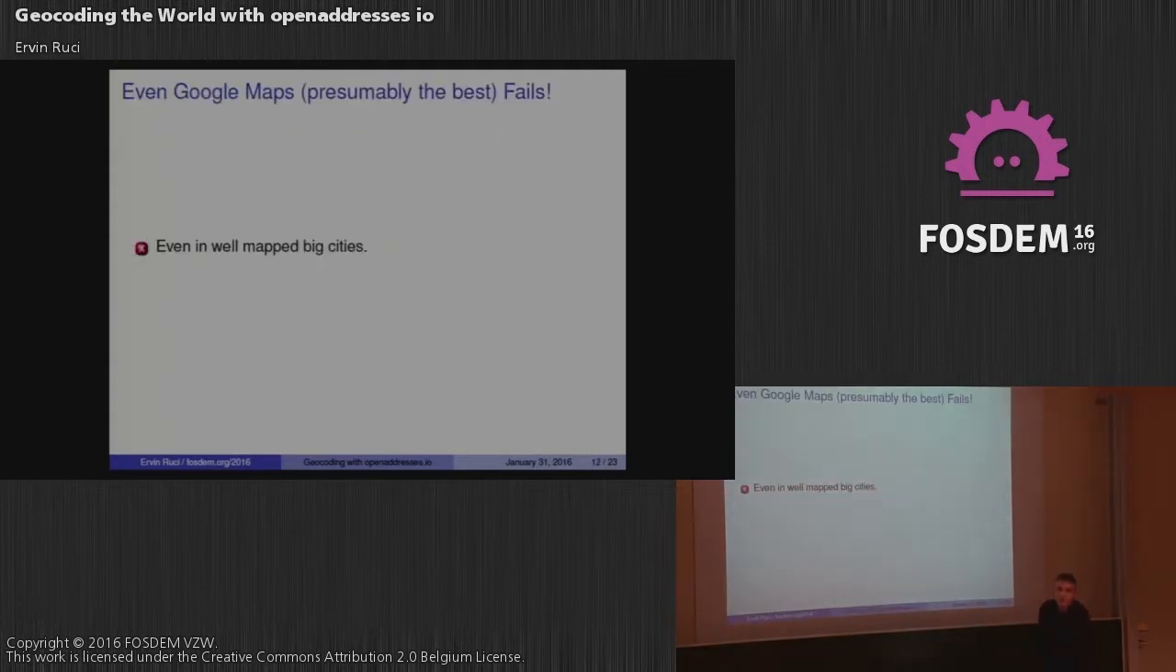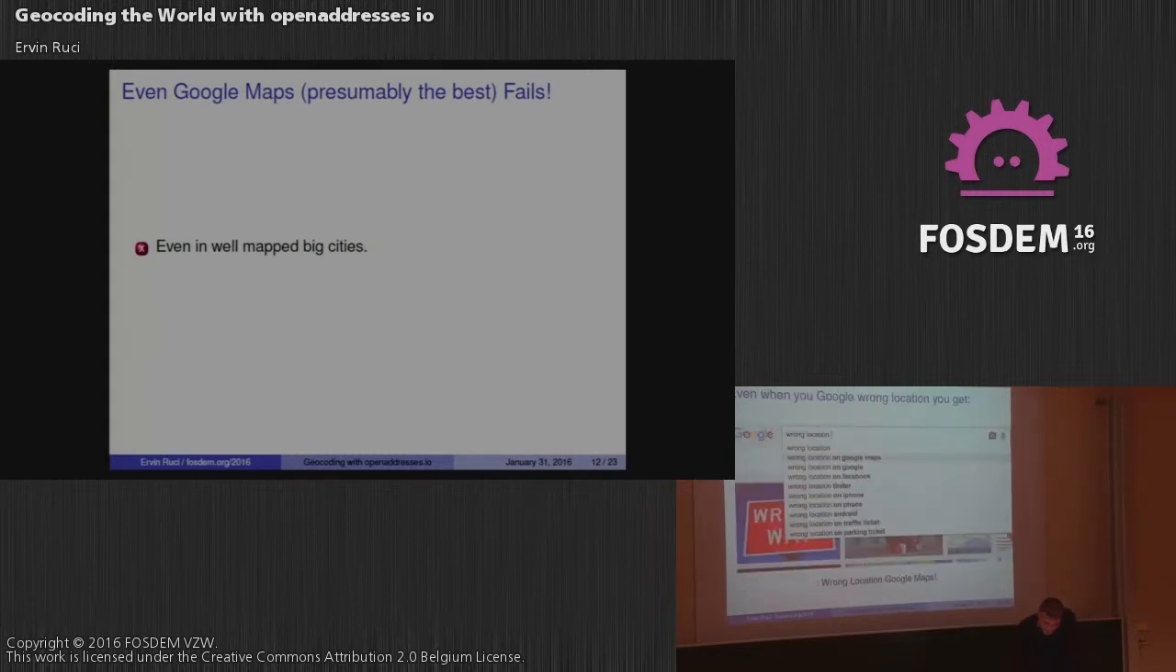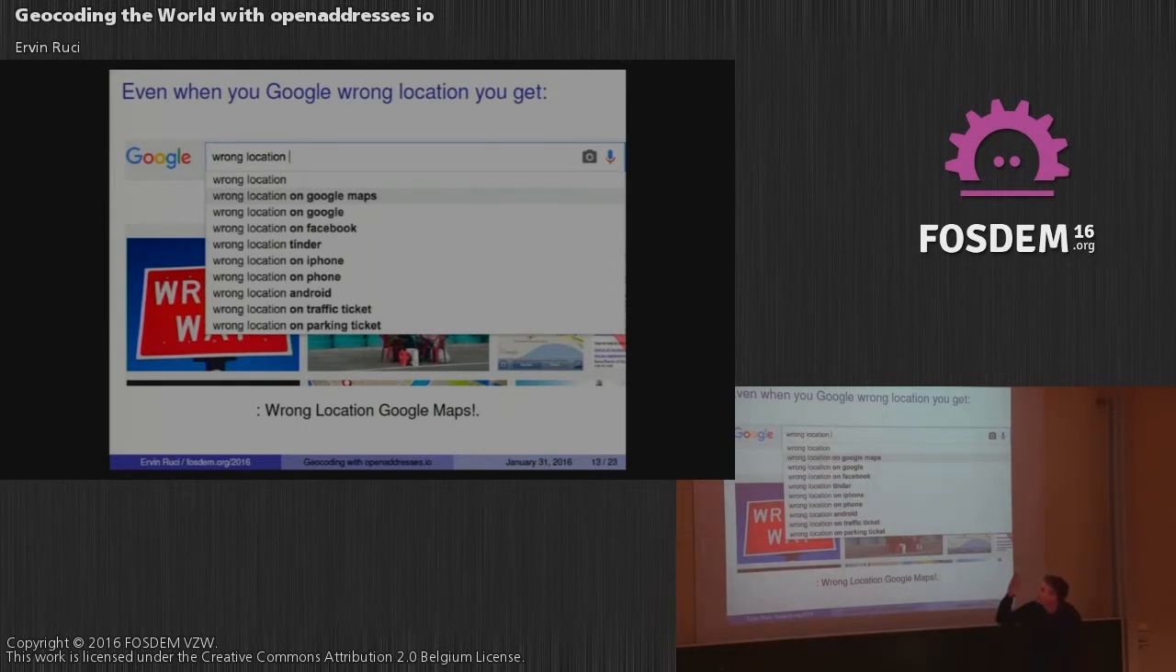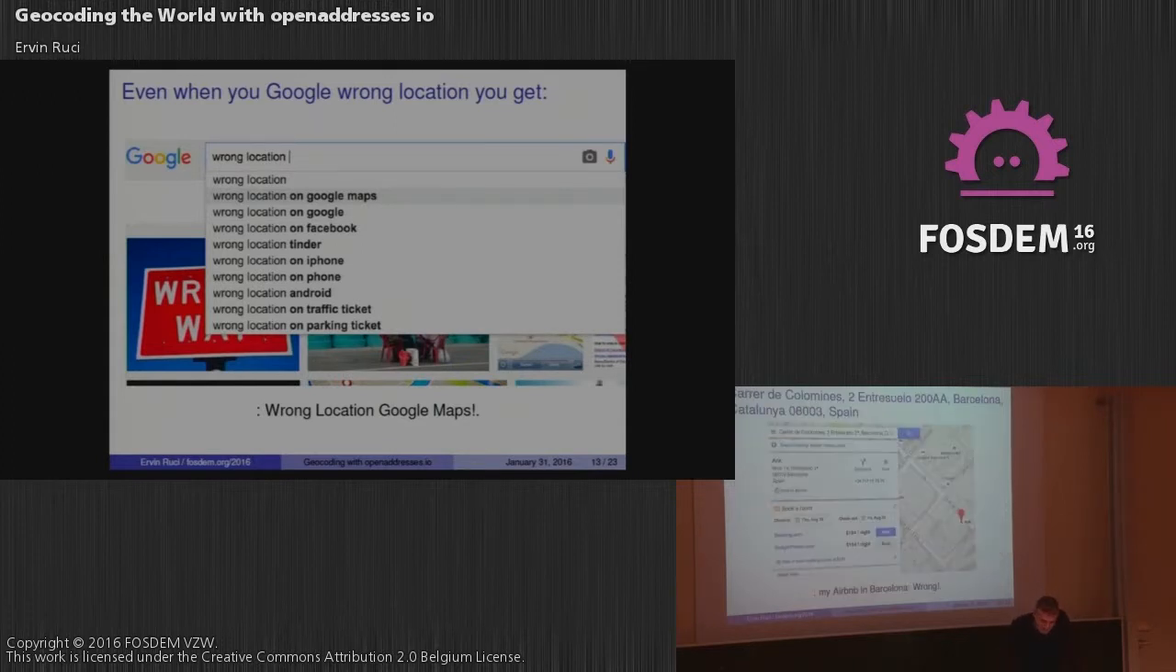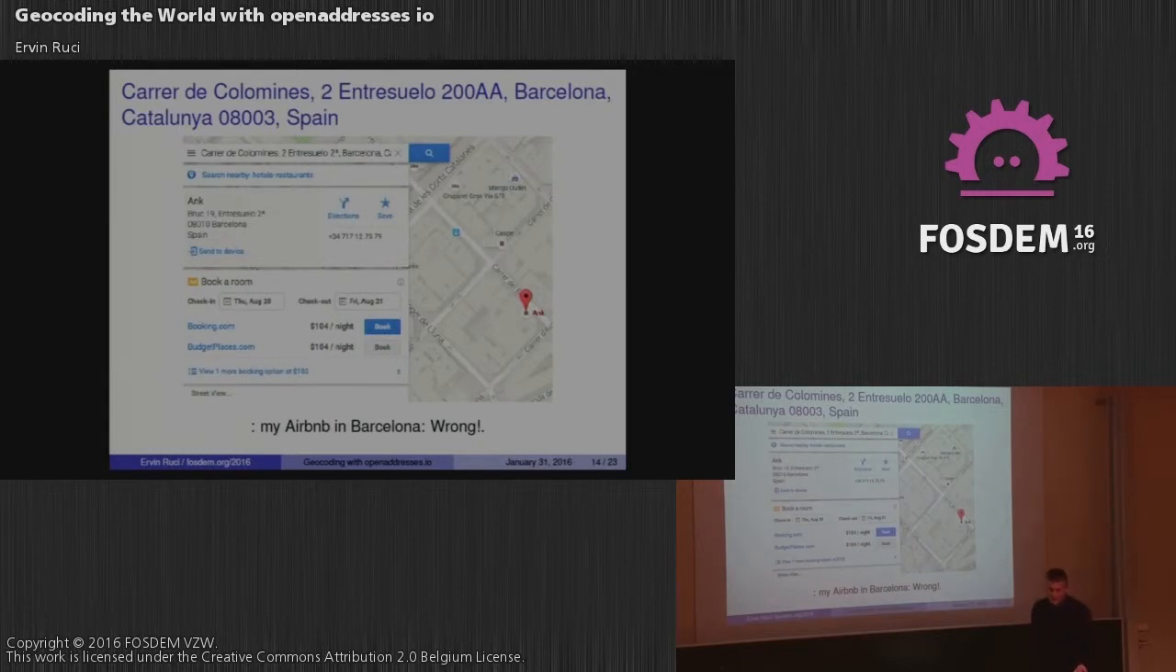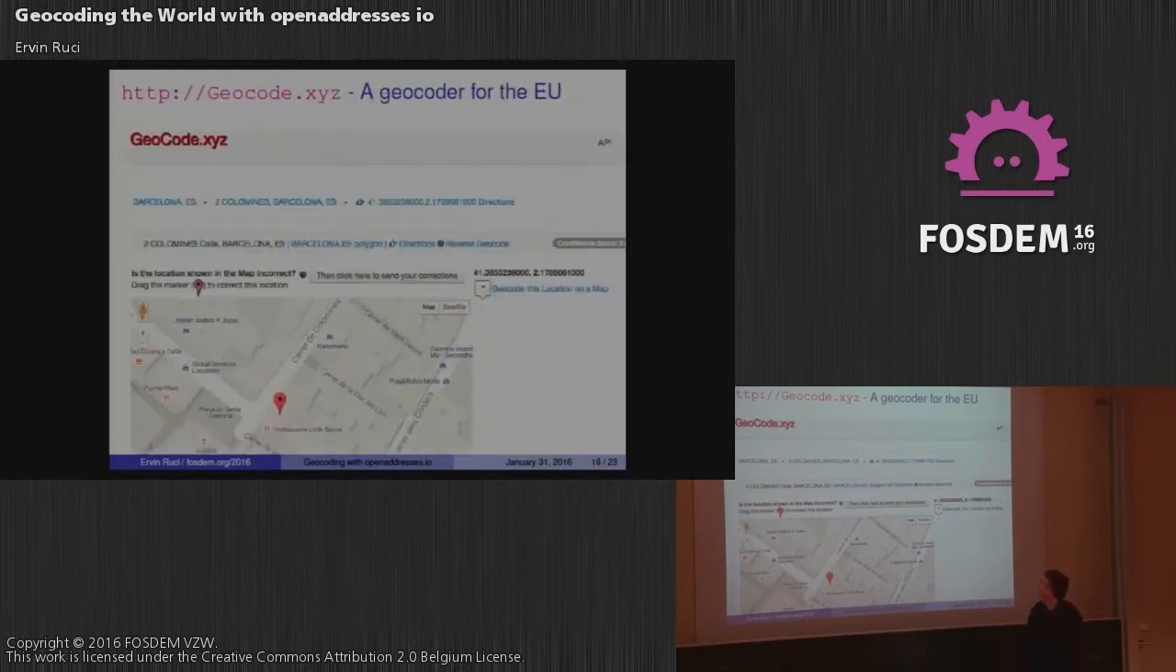Because like I mentioned before, even Google Maps fails, even in big cities. And this happened to me before. If you Google the wrong location, the first result is the wrong location on Google Maps. I also found that interesting. I went to Barcelona, had an Airbnb with that address, and I put it on Google Maps, and it sent me to the wrong location. So I decided to fix it. And this is using Open Addresses, and it's an exact match. That's where I was staying.